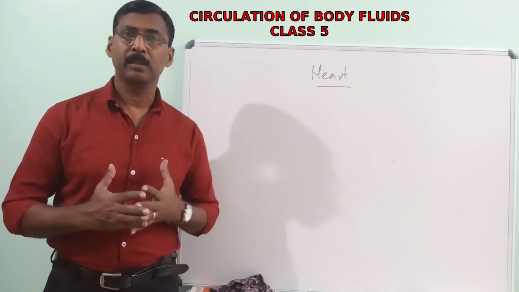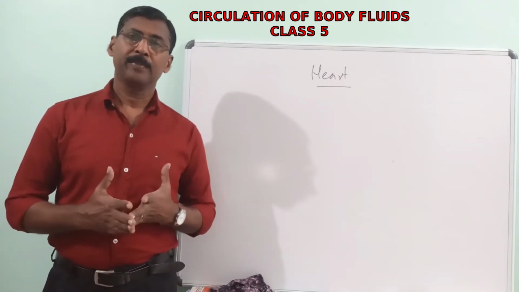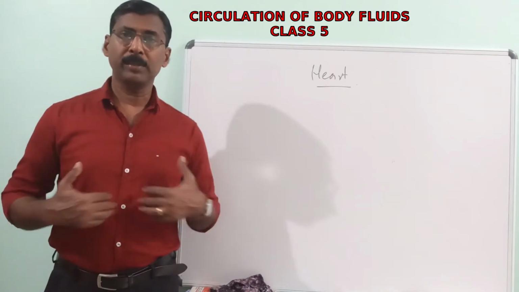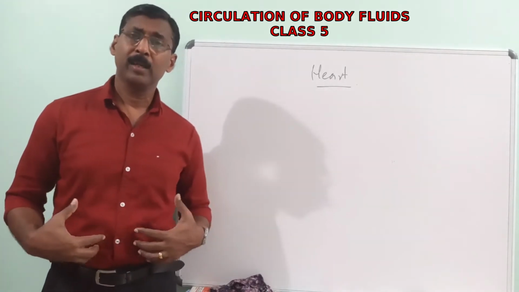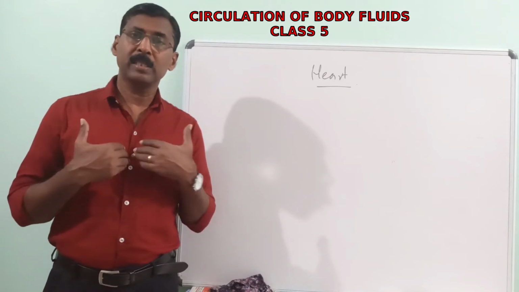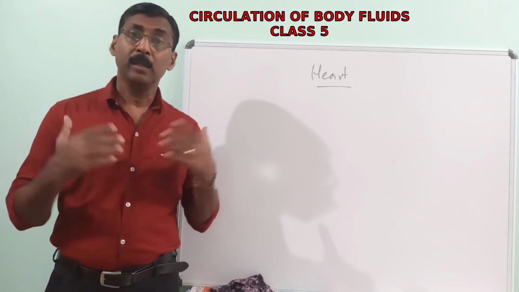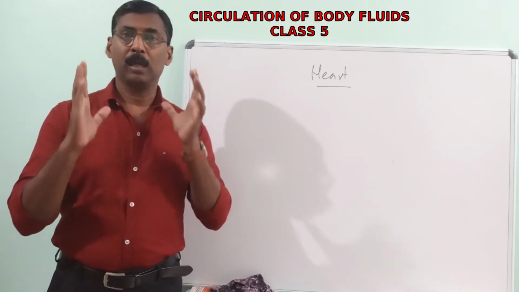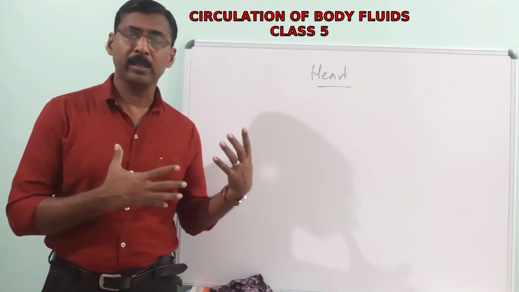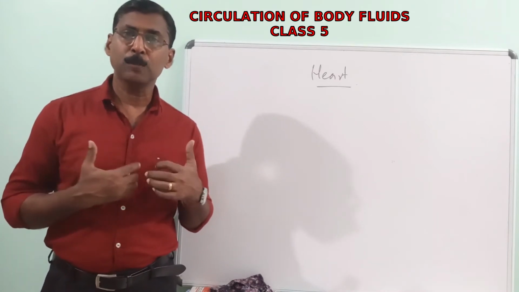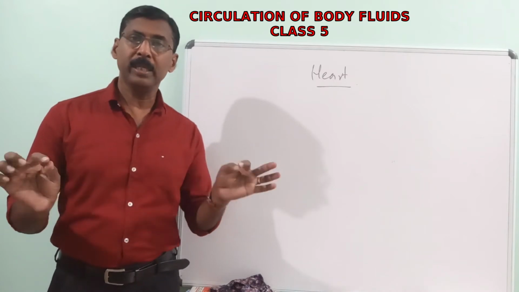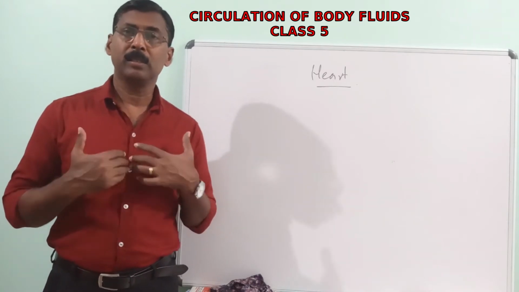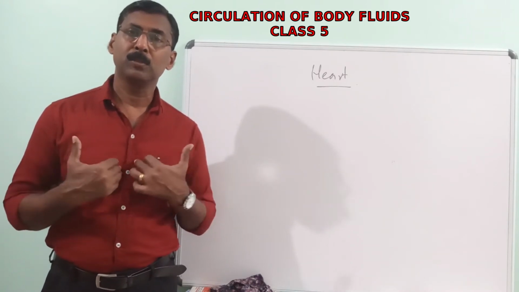Where is it situated? Heart is situated in the thoracic cavity. We have two cavities: the thoracic cavity and the abdominal cavity. And the heart is situated almost at the center of the thoracic cavity, in between the two lungs. We have lungs here, as we have already studied, and in between the lungs there is a space called the mediastinum. The heart is situated within the mediastinum between the two lungs.